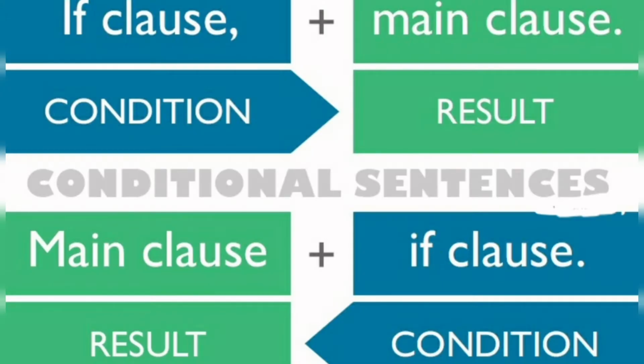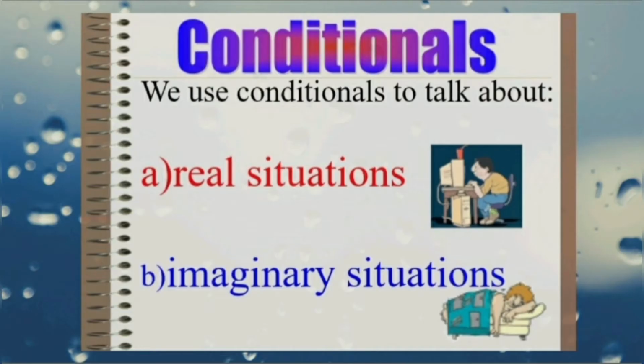A conditional is a sentence with a condition and a result. Usually, these kinds of sentences begin with the word if. We may use conditionals to talk about real situations and imaginary situations. A sentence with a conditional clause with a true situation is a real conditional, and an untrue situation is an imaginary condition, also known as an unreal condition.